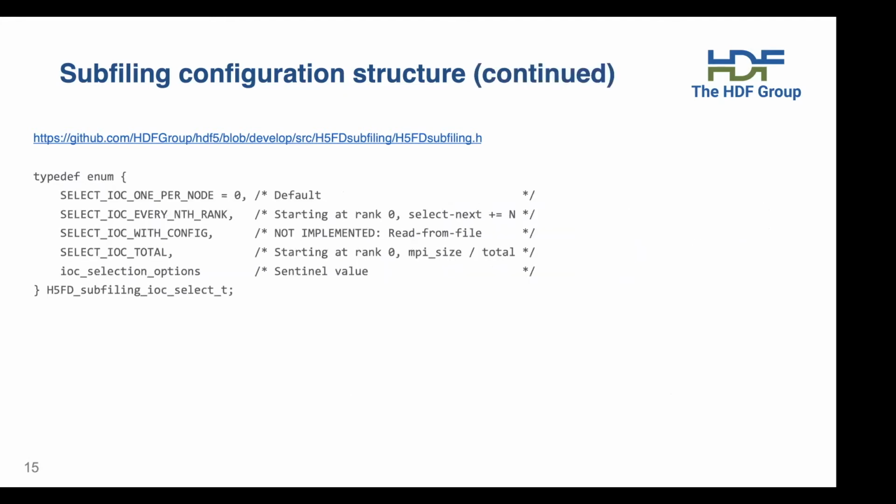And here's quickly that IOC selection field. By default, we just select one rank as an IO concentrator for each node on the machine. But we have a couple of other methods, like every nth rank, where you start at rank 0 and then you skip a certain amount when you choose the next one. This with config one isn't implemented yet, but we've left it in for now. And there's this total one where you just give it the total number of IO concentrators that you want to use. Next slide.